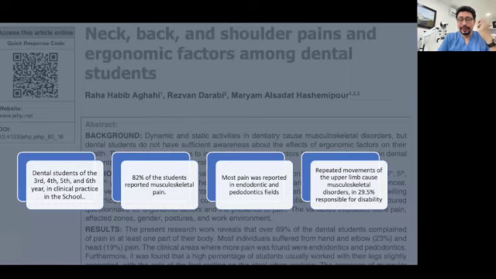They were just starting their dentistry life, and 82% of these students, very young people, already reported musculoskeletal disorder and musculoskeletal pain. And it happened to me. I started feeling back pain when I was in the 4th year of dental school. And that's not cool. That's not easy to deal with. It's not fun to work in that way.